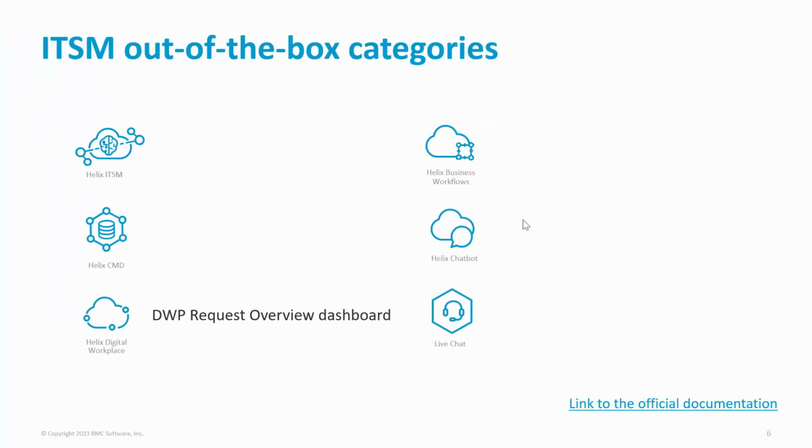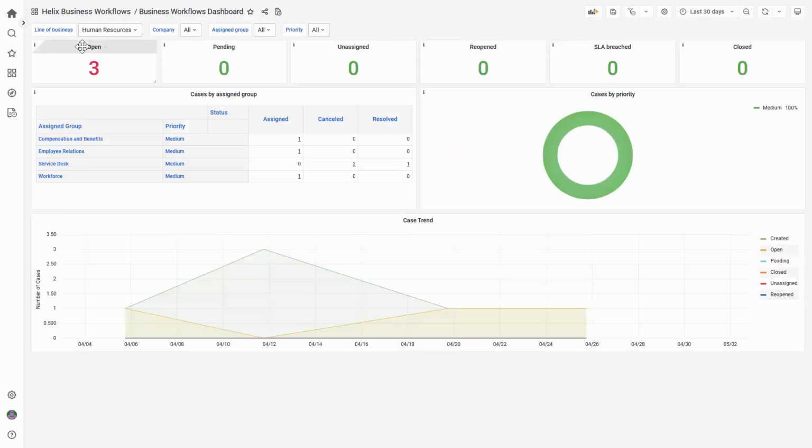Okay, for the next category, we're going into the Helix business workflows. And for this one, we're explaining the business workflows dashboard. As with the other dashboards, we have four main filters or variables in here: line of business, company, assigned group, and priority that we will use in most of the panels. Okay, let me start with the first one.